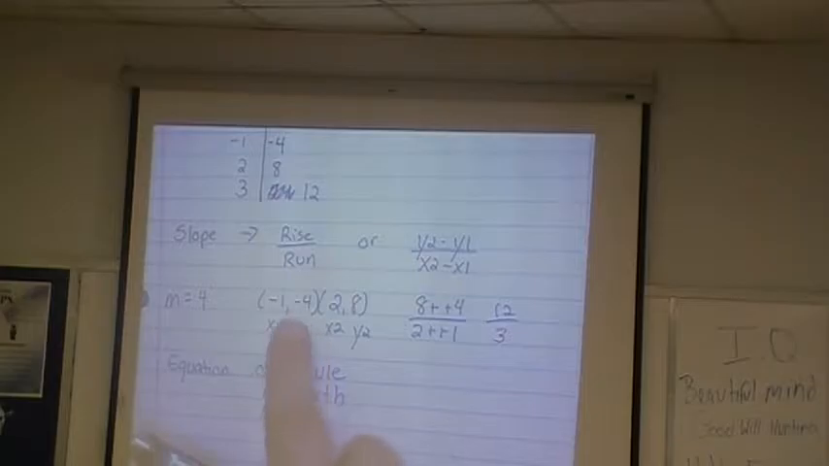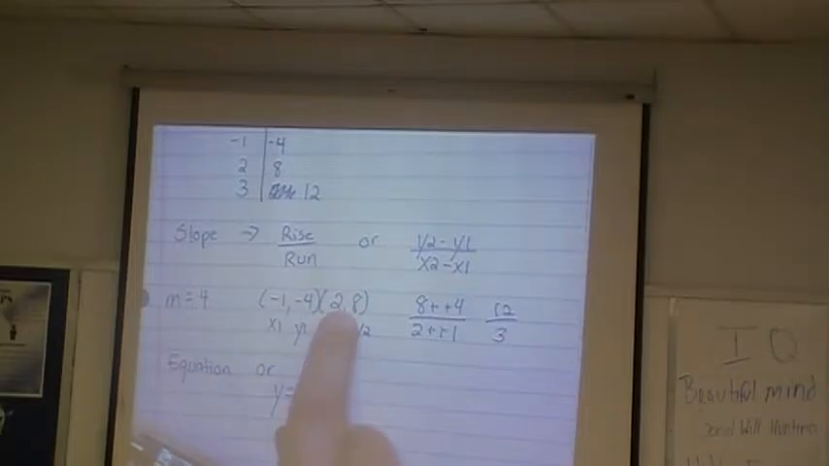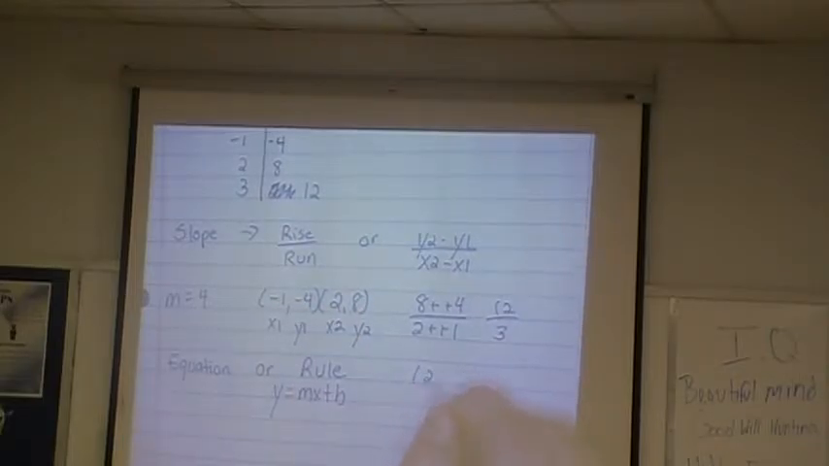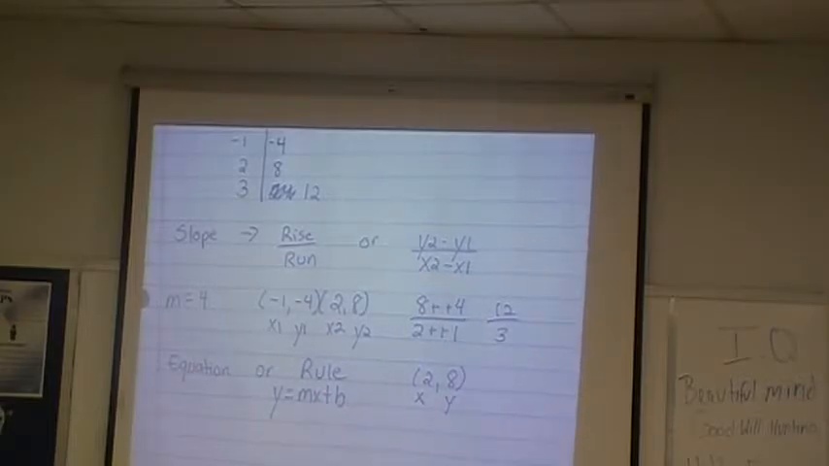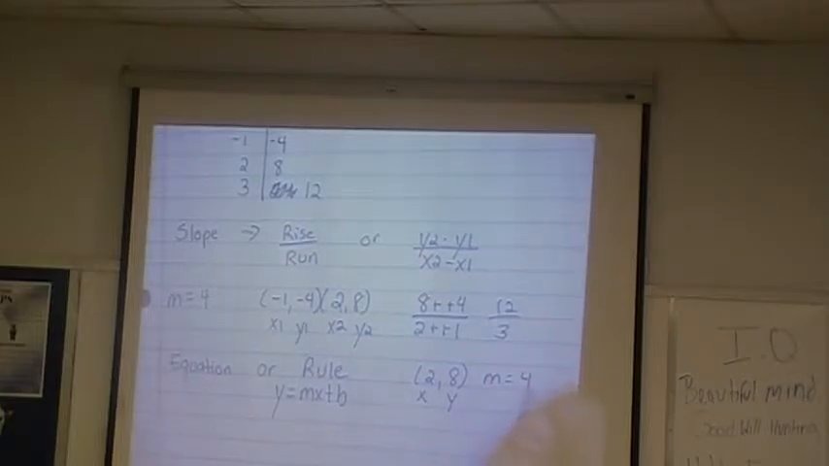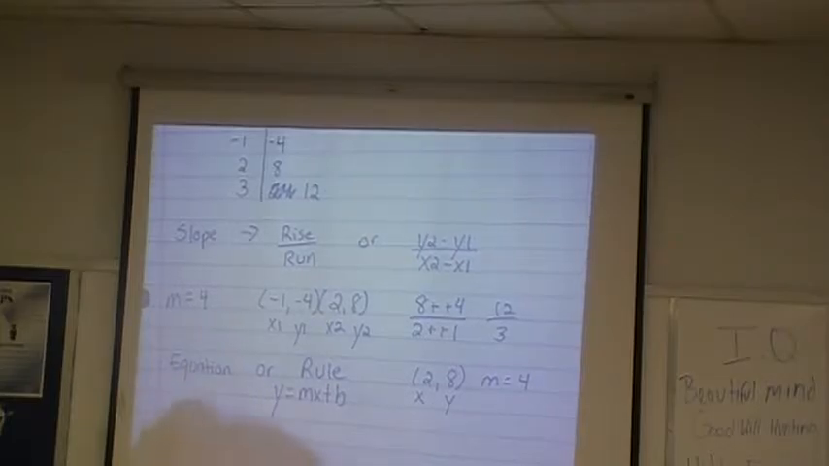I'm going to take this first set of points. Do I have to take these points? Let's say I really don't like negatives. Can I take these points? I can take 2, 8. 2 is the x, the 8 is the y. My m is 4. In finding my slope, I have found half of my equation. I know it has to be y equals 4x. If I look down there and I see it's not 4x, then I can eliminate those.